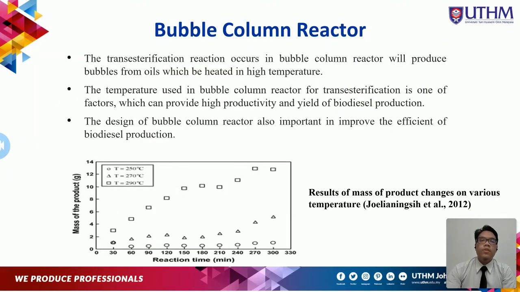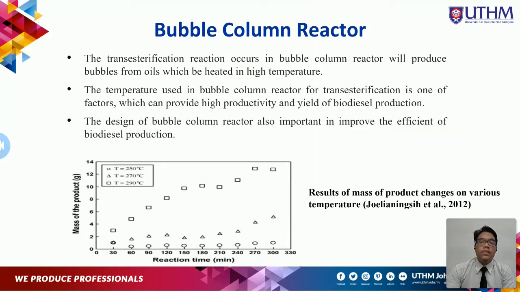Next, we continue with the bubble column reactor. The transesterification reaction in the bubble column reactor will produce bubbles from oils which are heated at high temperature. The temperature used in the bubble column reactor for transesterification is one of the factors which can provide high productivity and yield of biodiesel production. The design of the bubble column reactor is also important in improving the efficiency of biodiesel production.